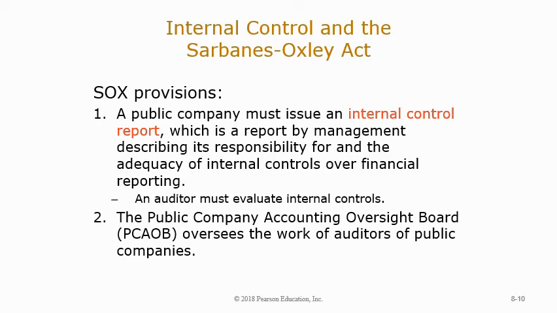So the SOX provisions: a public company must issue an internal control report. This is a report by the management that describes its responsibility for the adequacy of internal controls over financial reporting. Basically, this means that an auditor is going to come in and take a look at the internal controls and determine whether or not that is accurate. And that auditor should be from outside of the company. So it should be somebody coming from a different organization into your organization and taking a look at what's going on.